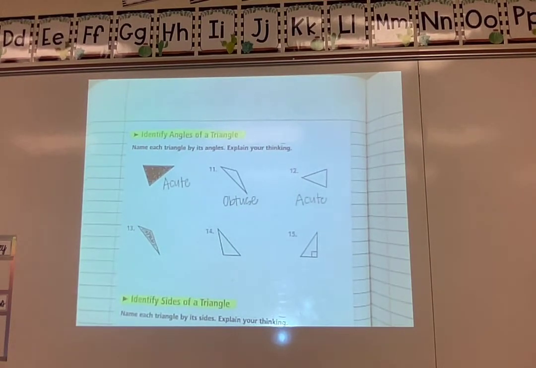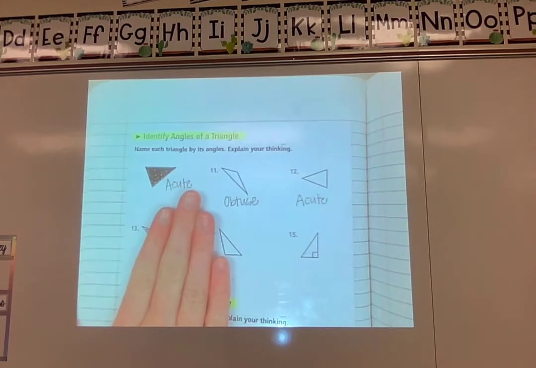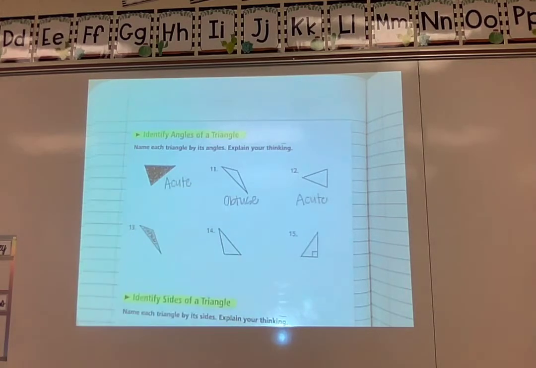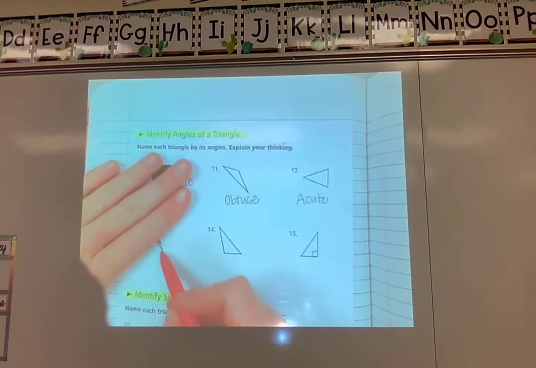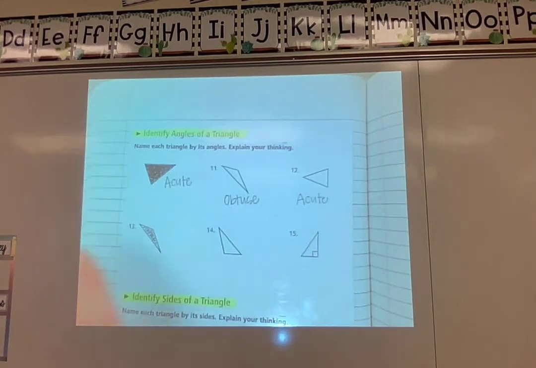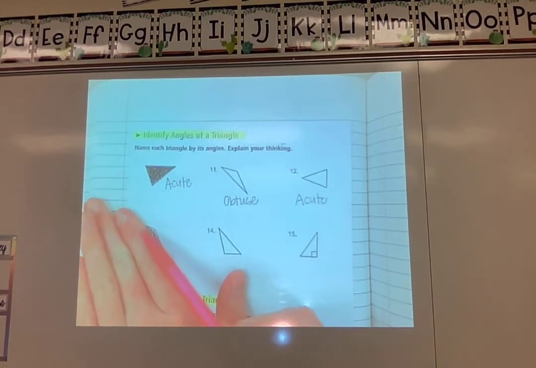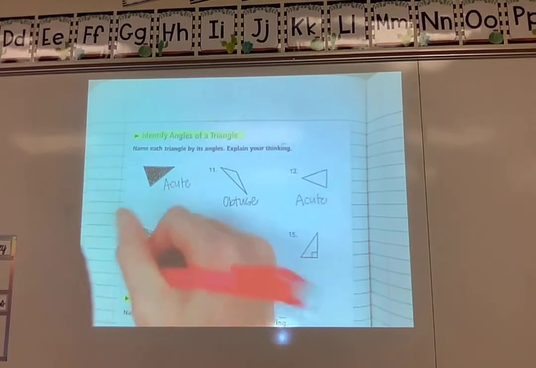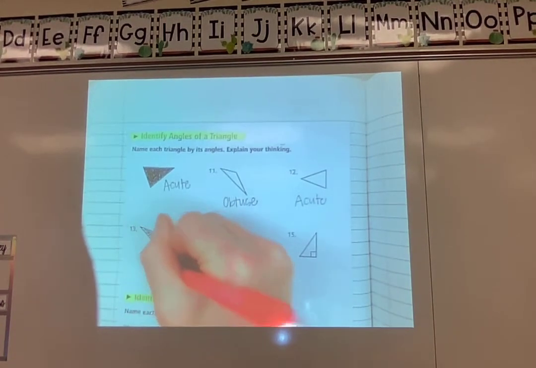Okay, number 13. I don't see any right angles happening, so I know it can't be a right triangle. Now I'm going to check and see what type of angles I have, covering up the other ones. This little angle has to be acute. That's very small. This angle is also acute. And when I check my third one, ooh, that is obtuse. That is big. So this has to be an obtuse triangle.